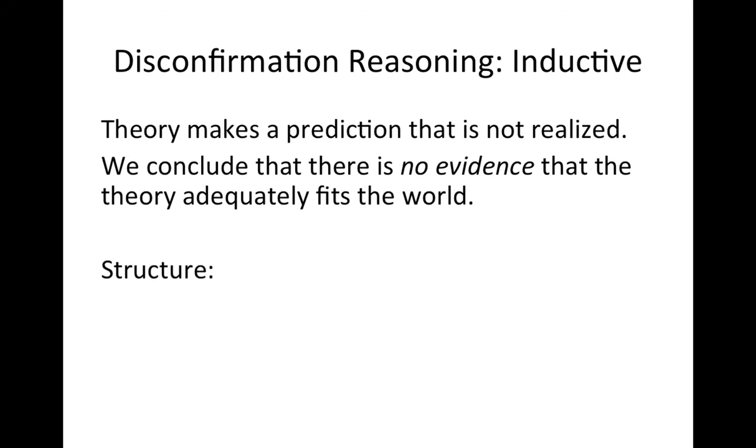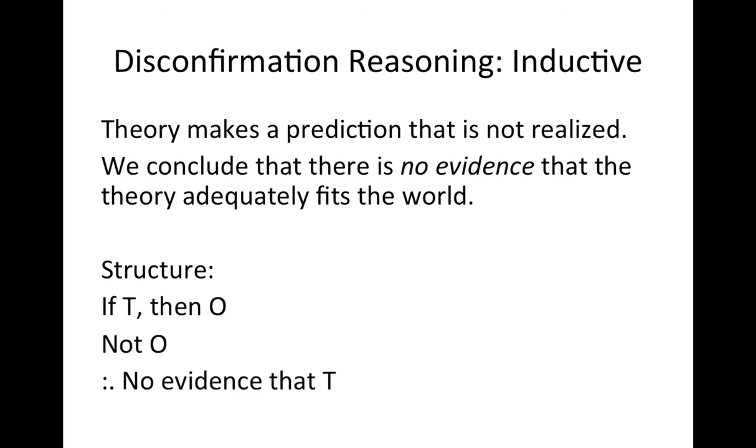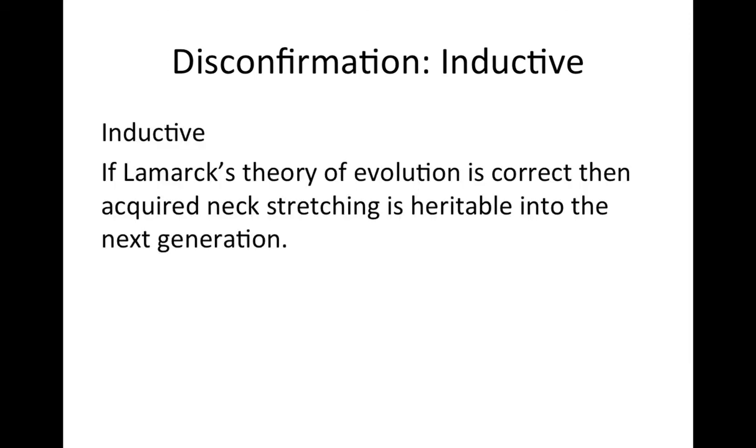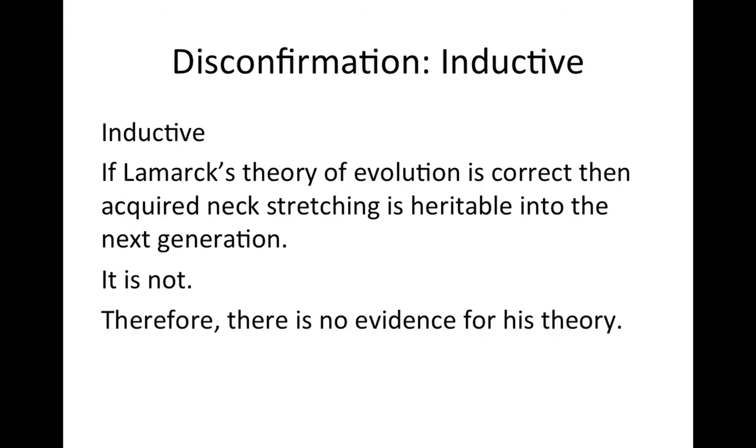So the structure here is the following. If T, then O, not O, and therefore we have no evidence that T. So we don't say T is false, we just say we currently have no evidence that T. So here's how we can put this into application by using the Lamarckian evolution example. If Lamarck's theory of evolution is correct, then acquired neck stretching is heritable into the next generation. We have the same conditional statement. It's not, and therefore there is no evidence for his theory.